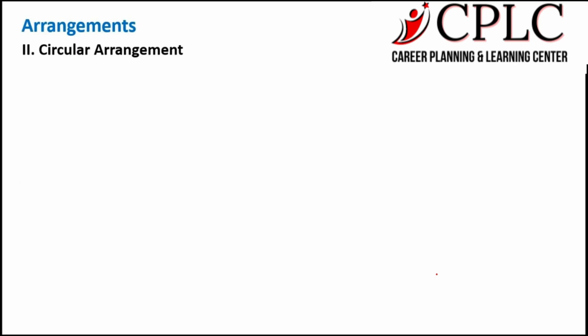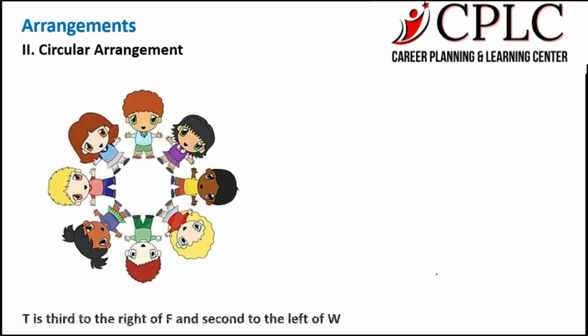So let's start with the first data, which was this one, that T is to the right of F and second to the left of W. So this is about T. So T, we have been given two positions with respect to, one is with respect to F and one is with respect to W. So you can, as I've told you, start with any of the position. It doesn't matter actually. So this is where, let's say F, and T is third to the right of F.